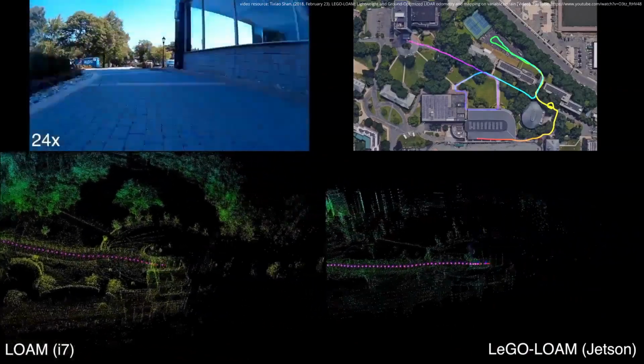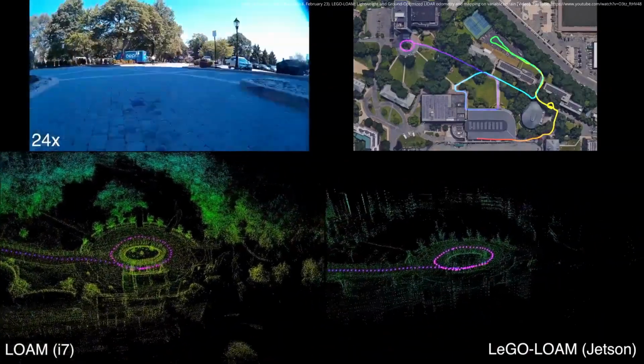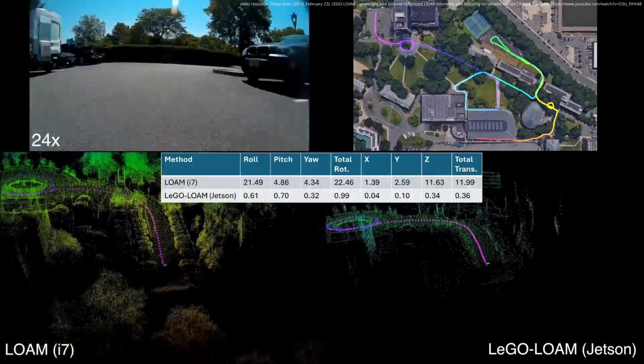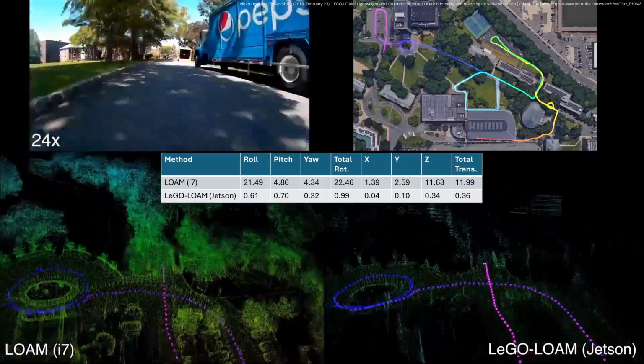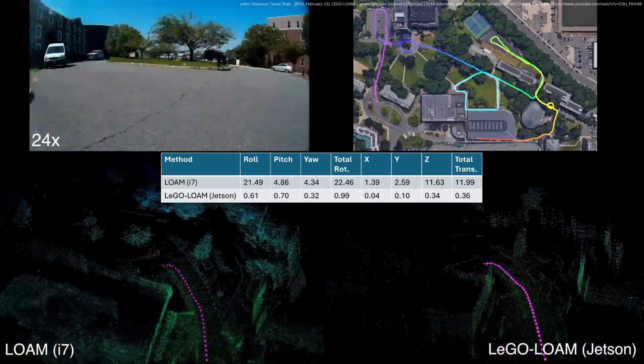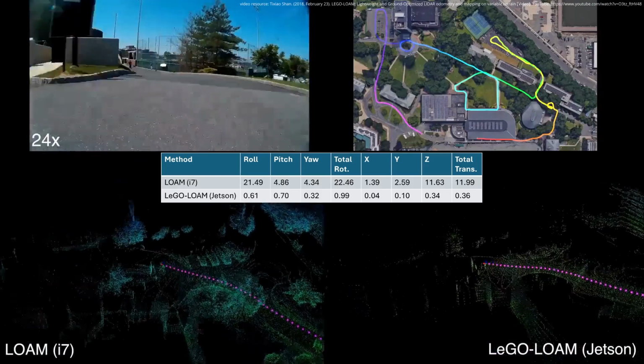This misalignment can also be measured by comparing the initial and final poses again. In the table, we can see the deviation between these poses. The on-average accuracy of LeGO-LOAM was higher by an order of magnitude.